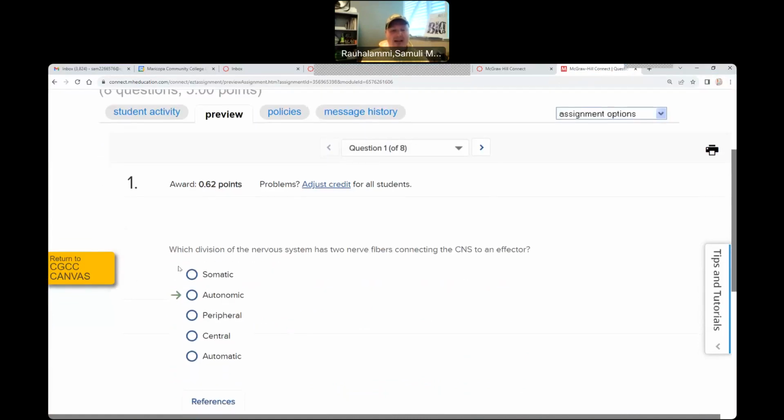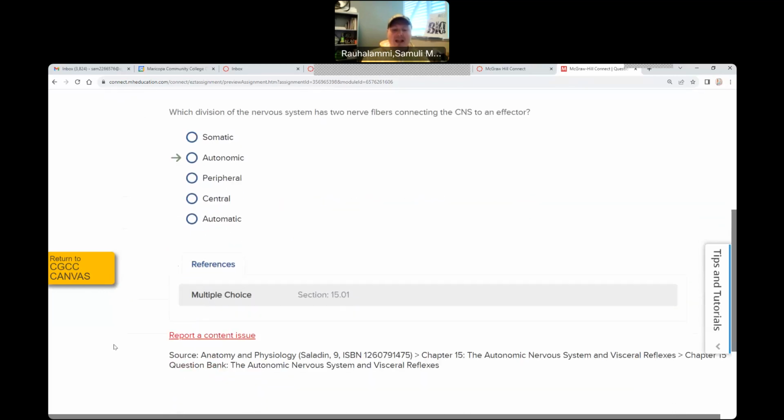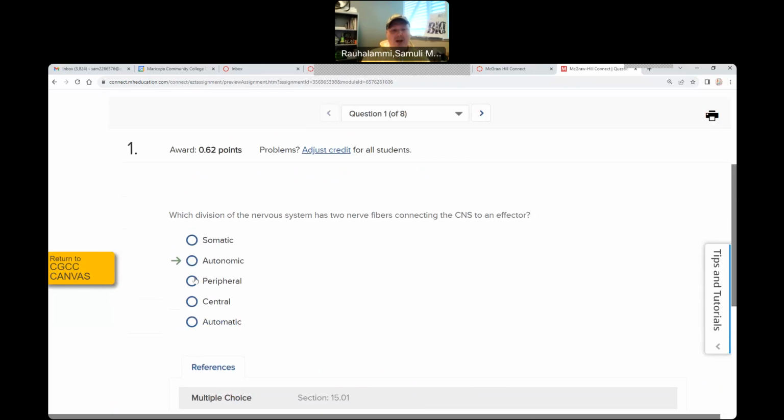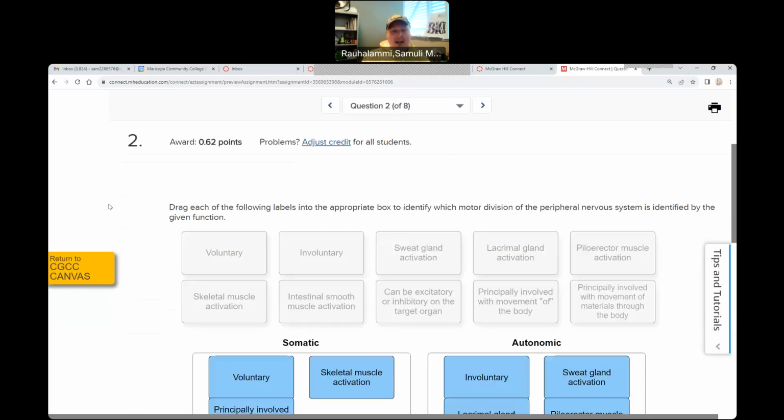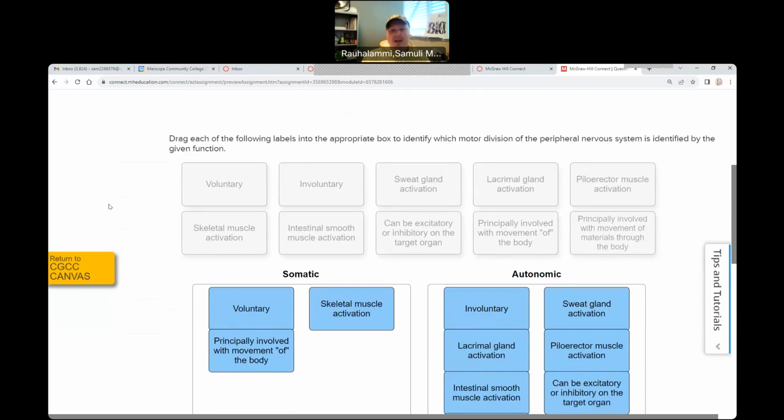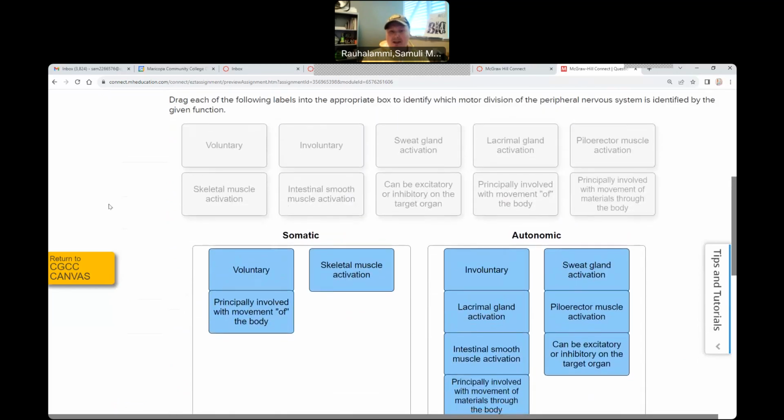So we're now being asked which division of the nervous system has two nerve fibers connecting the central nervous system to an effector. Obviously, based on this week's material, this would be our autonomic division of the nervous system. And again, you will be able to use your textbook, use your notes as you're tackling these questions. The next one is kind of a drag and drop assignment. We're able to assign labels to whether they relate to somatic or autonomic nervous system. So let's have a look at those.